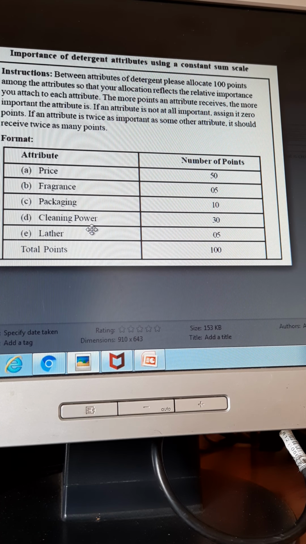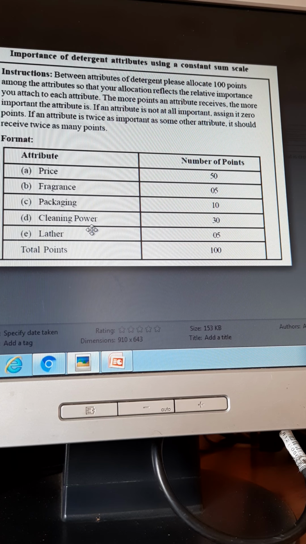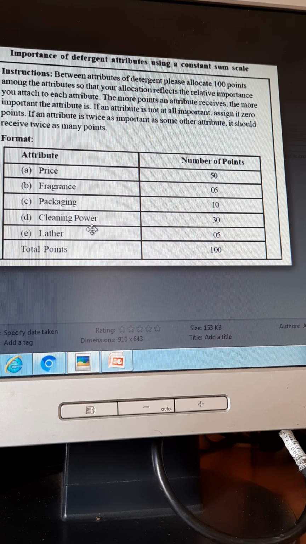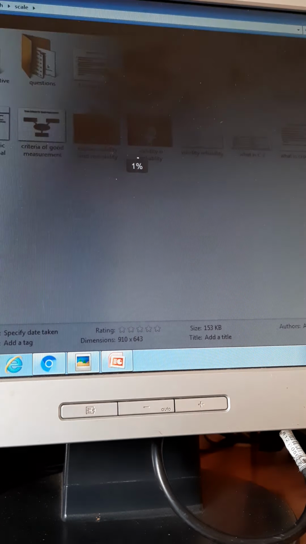For a newspaper, what kind of attributes will we see? Covering of news, layout, advertisements, distribution time, and what else can be there? News, advertisement, layout, price. So you can say which is the most important criterion and how many marks you will give for it. Correct? So this is called a constant sum scale.